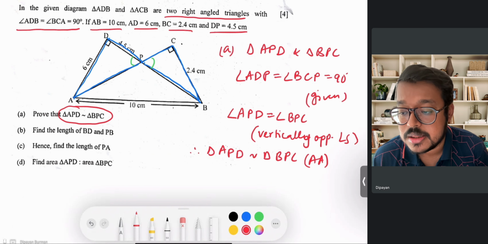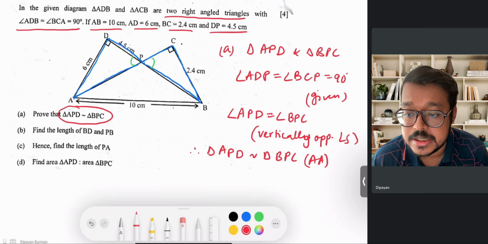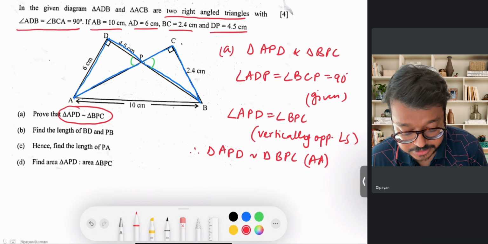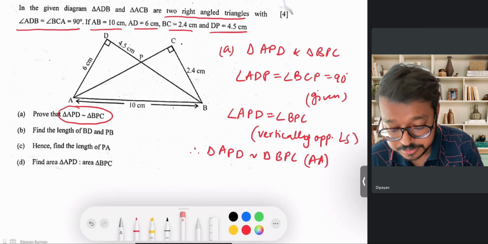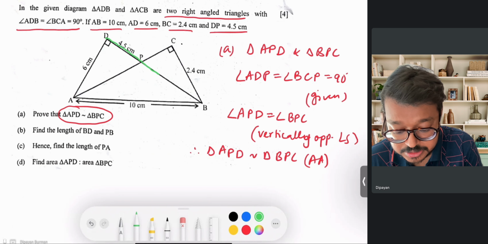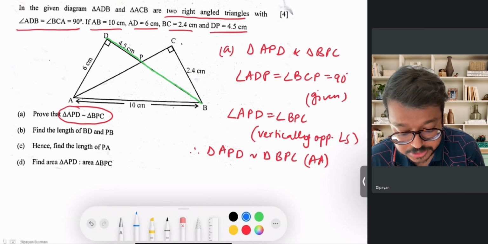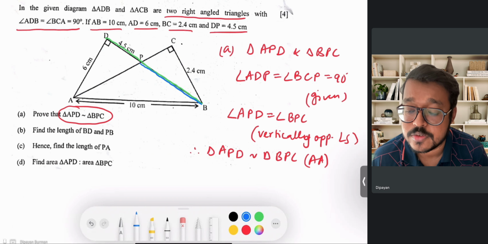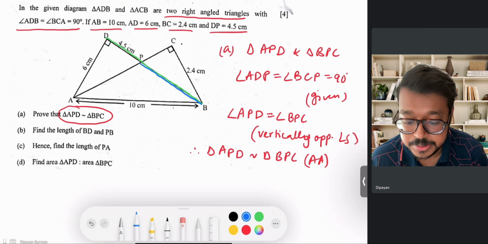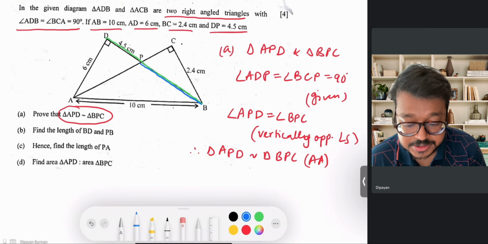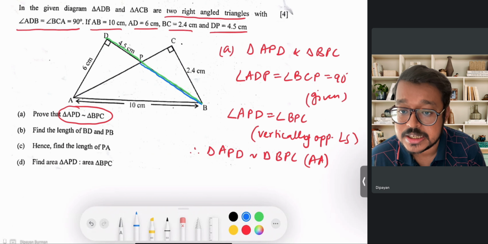Okay, then find the length of BD and PB. Where are these two lengths? Let me show it in the figure. They're asking the length of BD and what is BP. So if I find BD, I can just subtract 4.5 and that will be BP. Now BD is the side of the right angle triangle ADB.